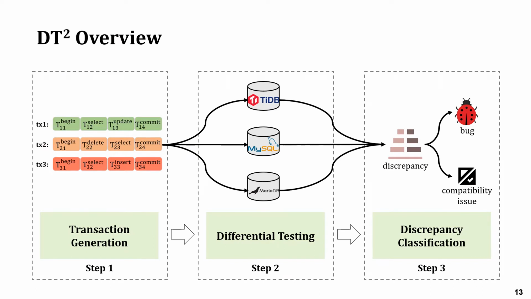Here is the overview of DT-square. First, DT-square randomly generates transactions and a submitted order as a test case. Then DT-square submits the transaction statements in the submitted order one by one to each DBMS for execution. Finally, DT-square compares the execution results of different DBMS at the same isolation level. If the execution results are different, DT-square generates a test report. We manually analyze whether it is a bug. If not, the test case is classified as a compatibility issue.